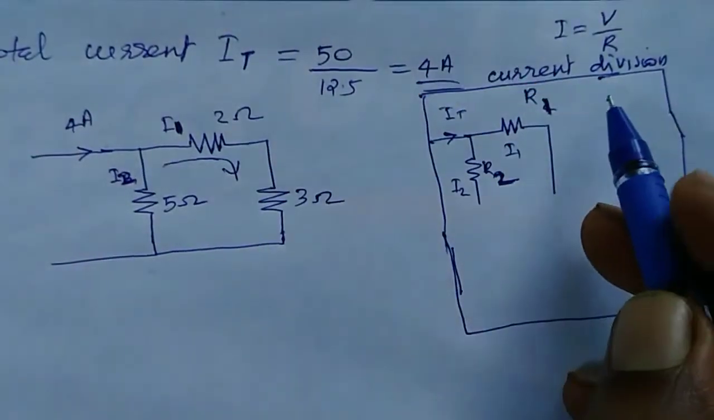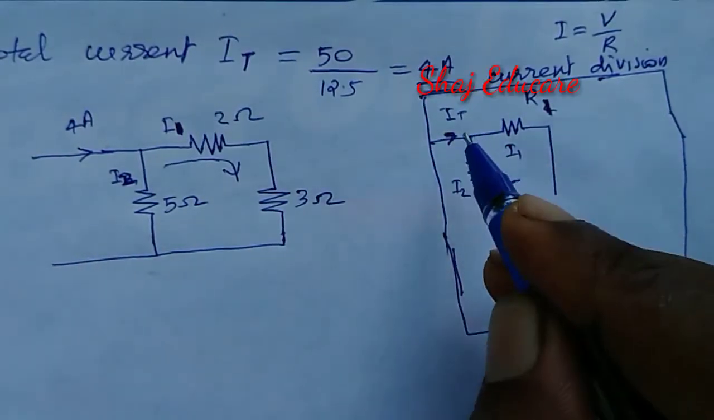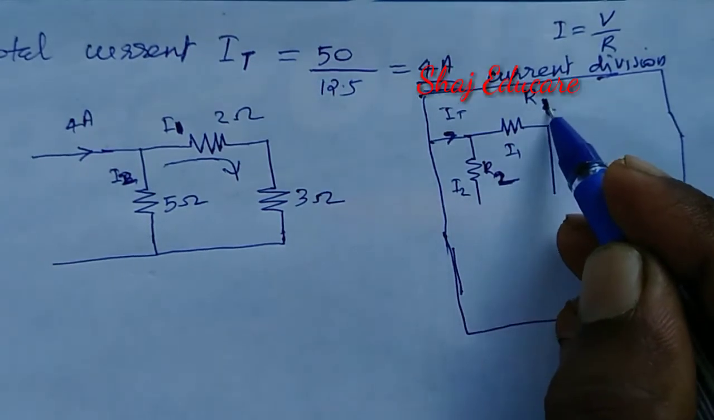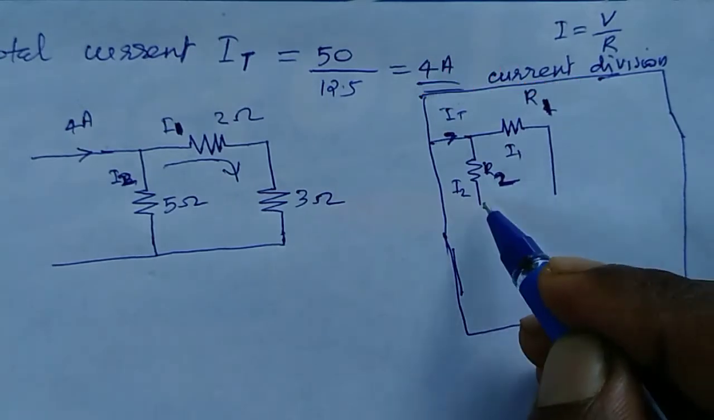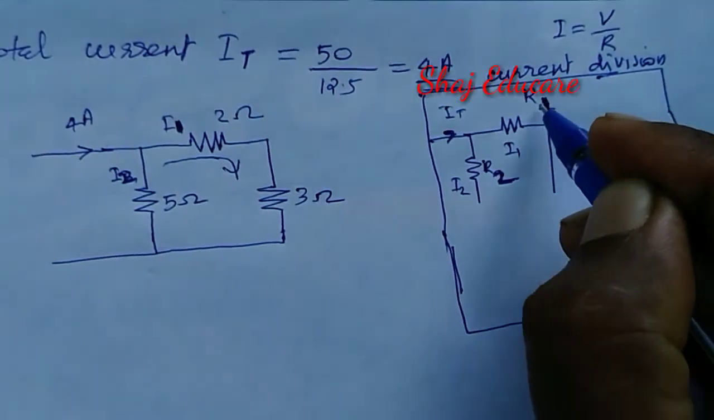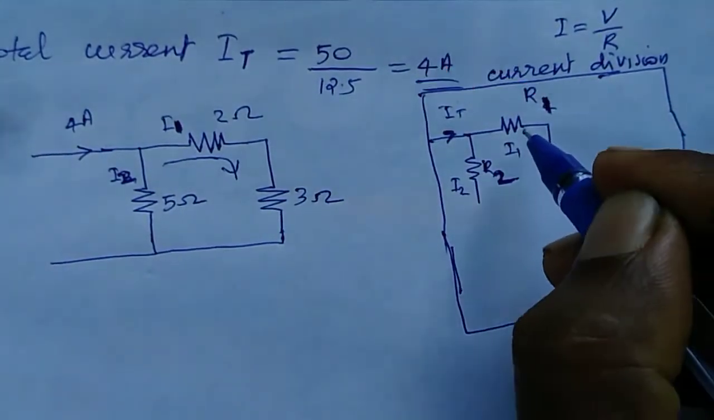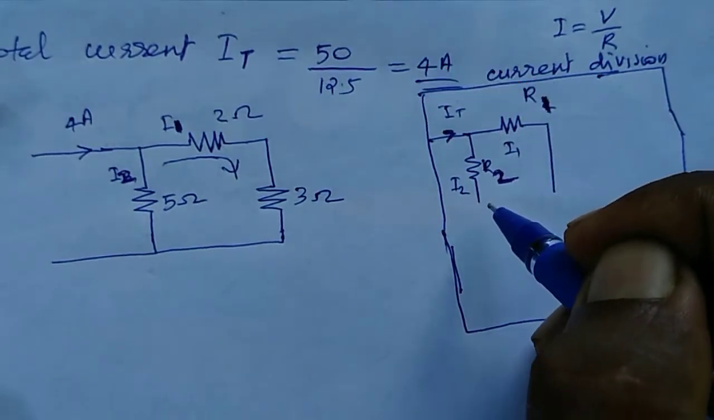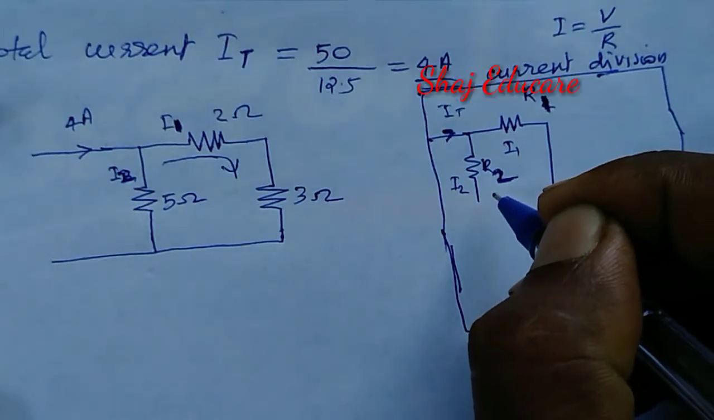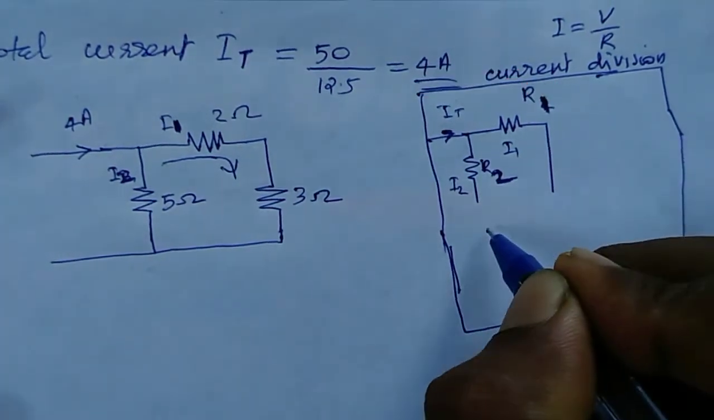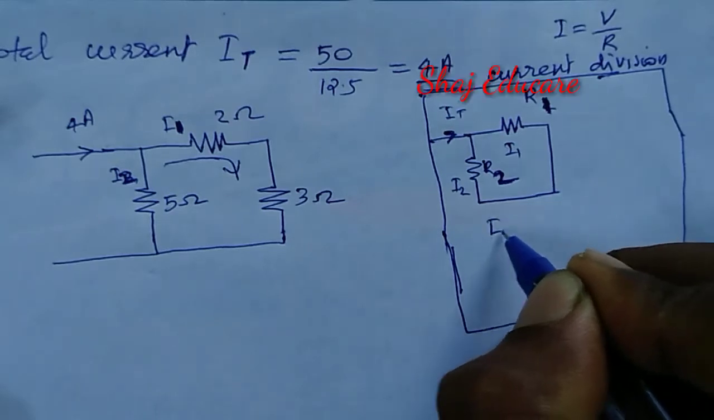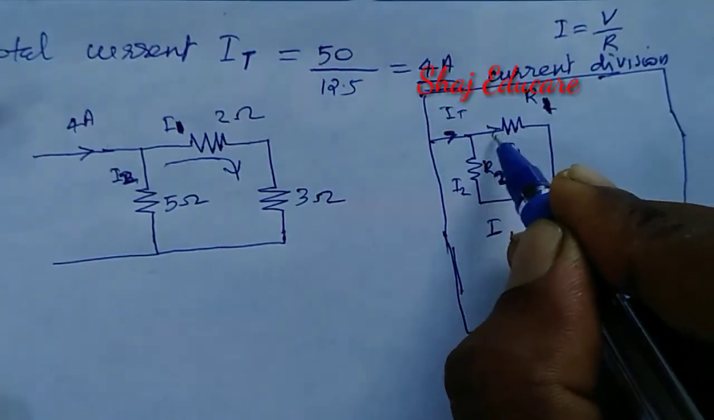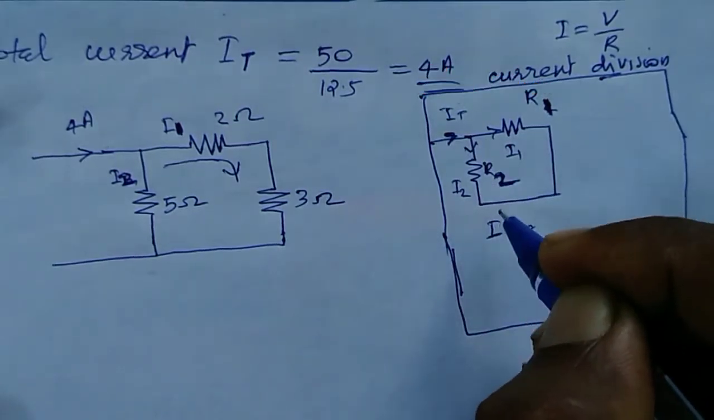Okay, this is the current division rule. Suppose the total current is IT and we split it into two components, I1 and I2. Here we have two resistances, R1 and R2. I1 is the current flowing through R1 and I2 is the current flowing through R2. Then by the current division rule, I1 is in this direction, and I2 in the downward direction.